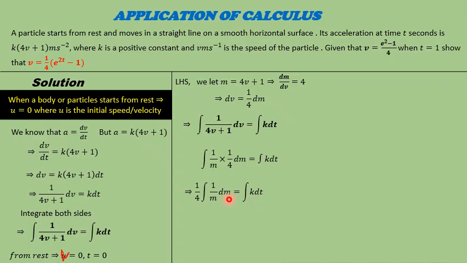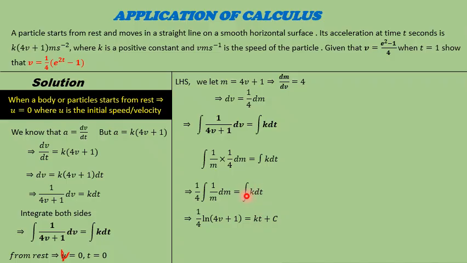Hope it is clear. Now from here, what is the integral of 1 divided by m? The integral of 1 divided by m is actually ln m. Okay, and if you differentiate ln m, you have 1 divided by m. So that is it. Now since I already know my m, I'll have 1/4 times ln m. But my m is actually 4v plus 1. That is why I have 1/4 times ln of 4v plus 1, which is equal to kt.